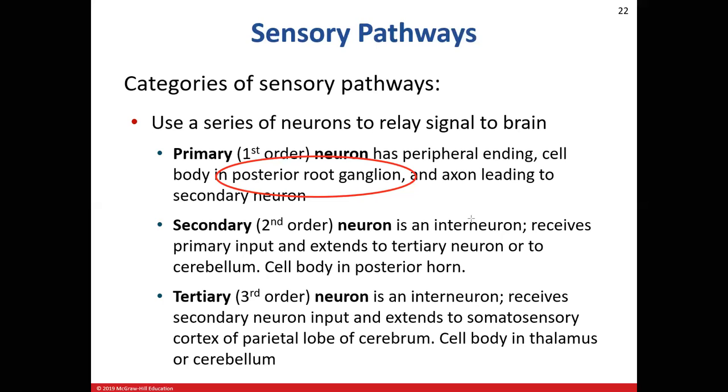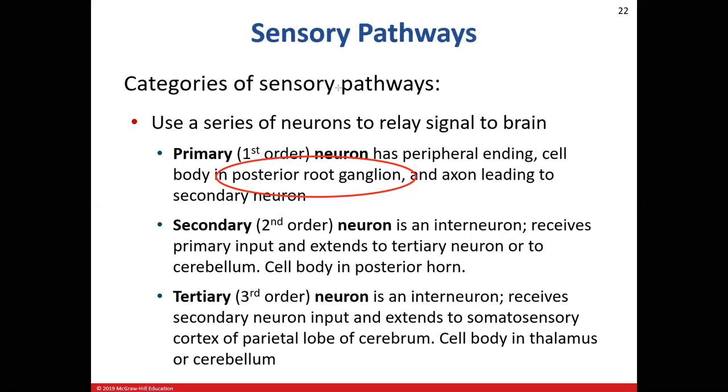Now, our third order neuron or a tertiary neuron is also an interneuron. It's going to receive the secondary neuron input and extends upwards towards the somatosensory cortex of the parietal lobe of the cerebrum. If we remember, that primary somatosensory cortex is the area in the post-central gyrus that receives sensory information. And again, if we go back to what we just talked about with the second order neuron, the cell body is going to be located either in the thalamus or in the cerebellum. So the third order neuron, the cell body is located where we just said, and then it synapses in the primary somatosensory cortex.